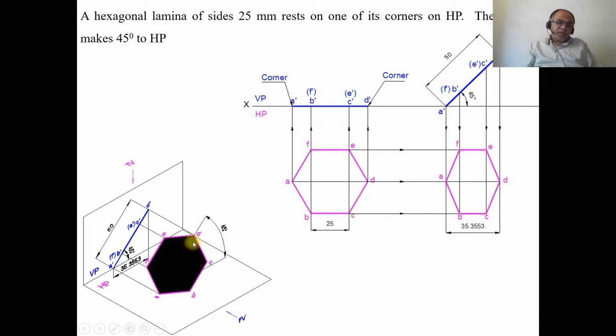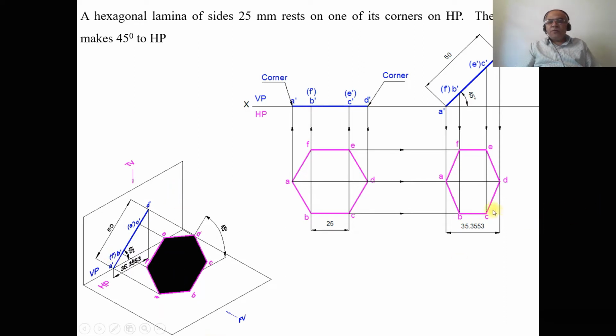So once the surface becomes inclined at 45 degrees to HP, still this surface is perpendicular to VP. So that is the reason why you are getting a line in the front view, and when you look from the front view, A, B, C, D are near to the observer. So A dash, B dash, C dash, D dash is visible. E and F are away from the observer. Therefore, E dash and F dash become invisible.